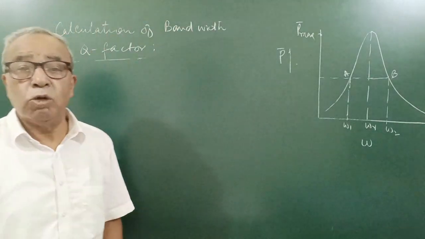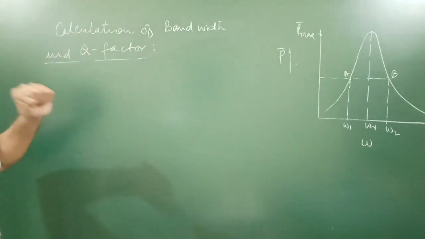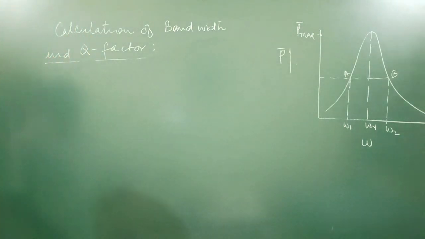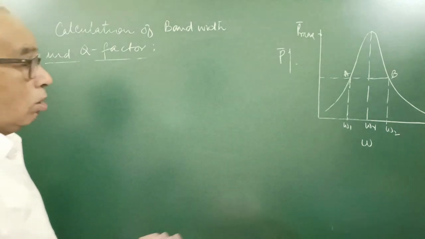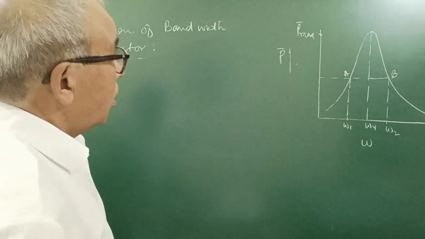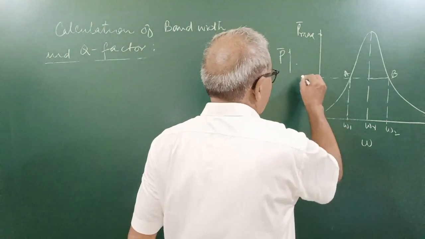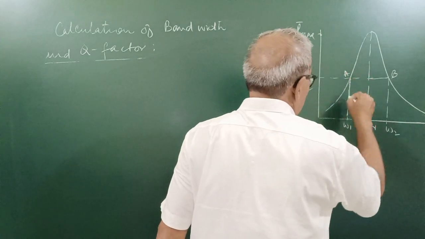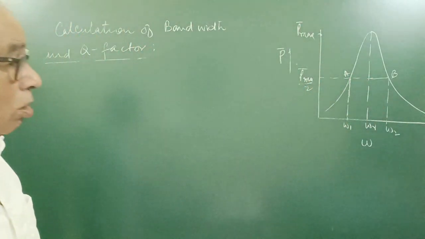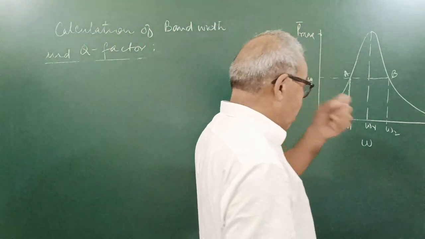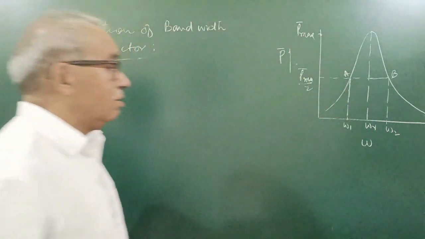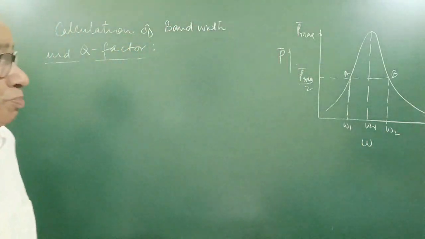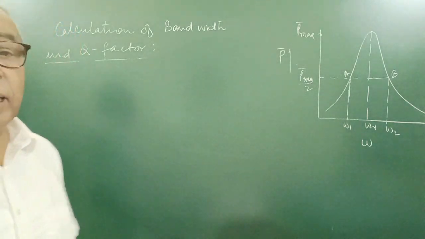Well, listen, in the last video I was telling you about the bandwidth of oscillation of electrons in a series LCR circuit, and I told you that the frequencies corresponding to half the power delivered to the circuit are called half power frequencies, and the difference of the half power frequencies, omega 2 minus omega 1, is called bandwidth. And this bandwidth is of the signal.